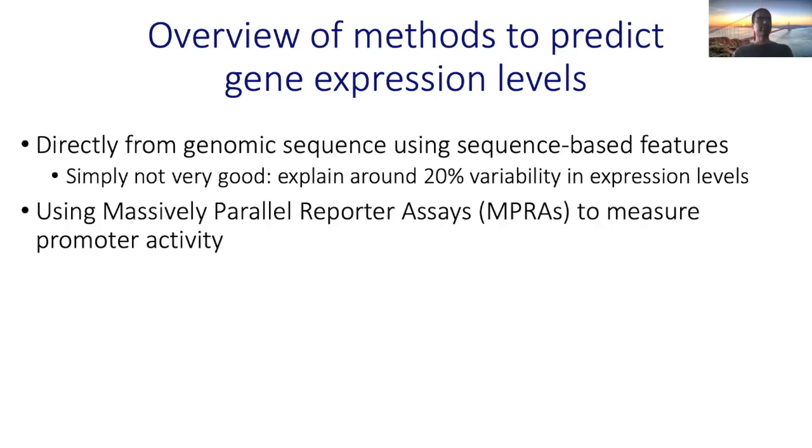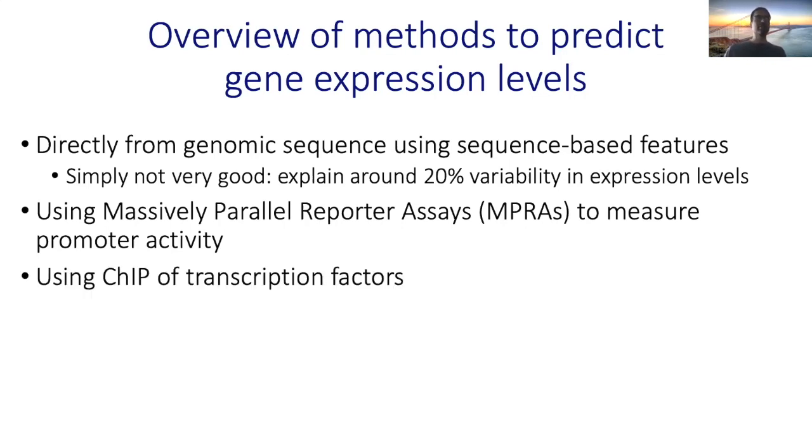And in contrast, there are other techniques. For example, you can use a massively parallel reporter assay to measure promoter activity in parallel for thousands of promoters. And that's another mechanism by which one can train a model or simply look at the relationship to a sequence of interest.